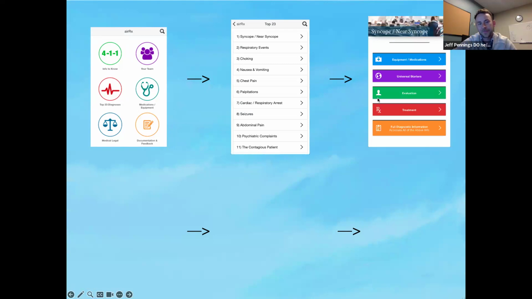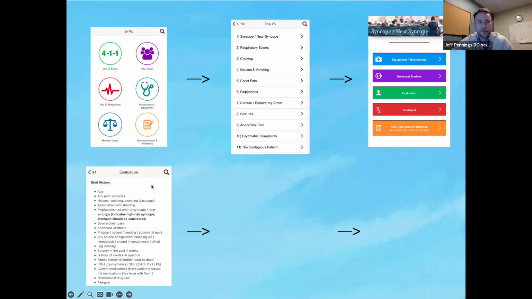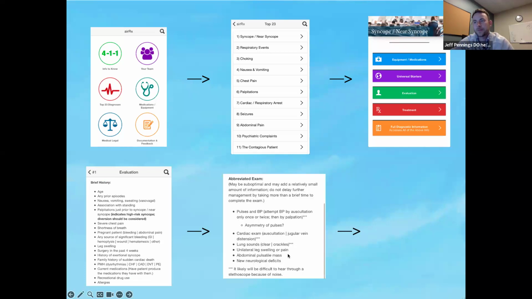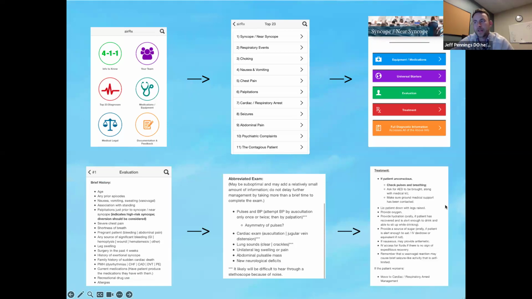And if you pick one, so here we pick syncope, near syncope, it'll give you equipment, medications you're going to want, how to get them started in their care, evaluation of the patient, questions you're going to want to ask them, history you're going to want to get, and then recommendations on treatment and management of that patient. So here's a breakdown of historical questions you're going to want to get, what your exam might want to include, and then initial interventions to help stabilize this patient.